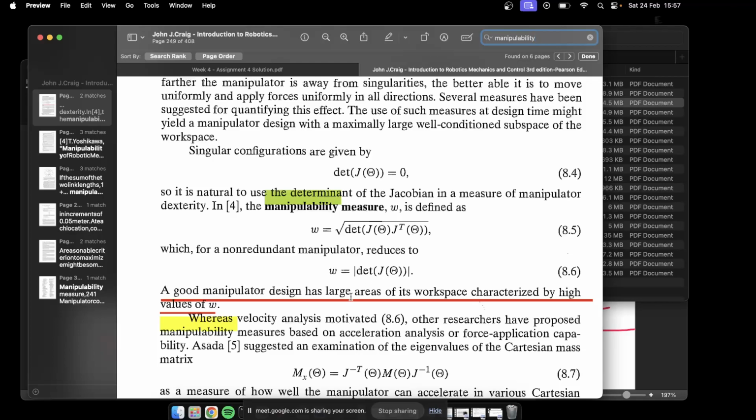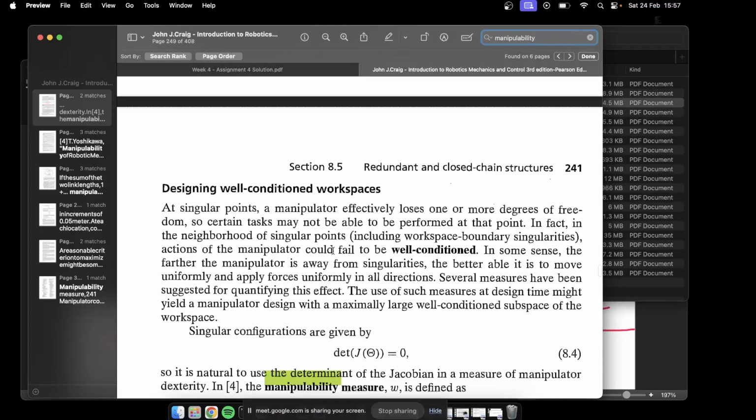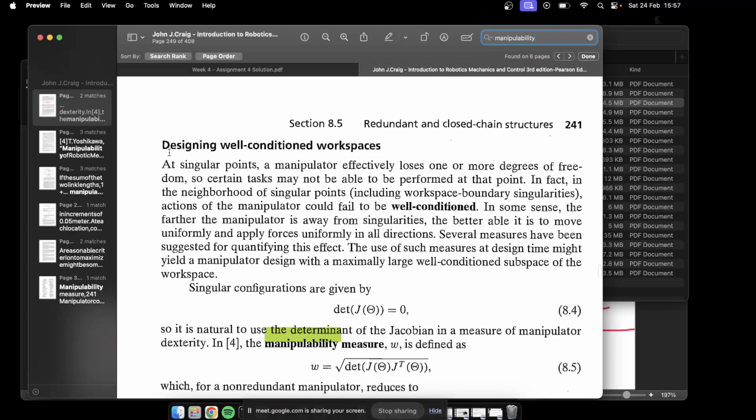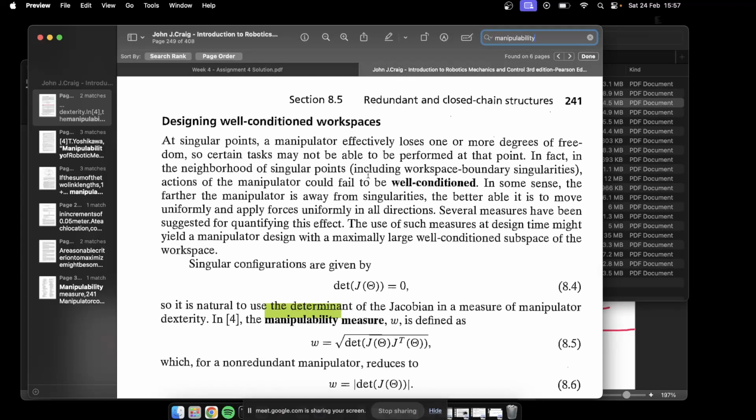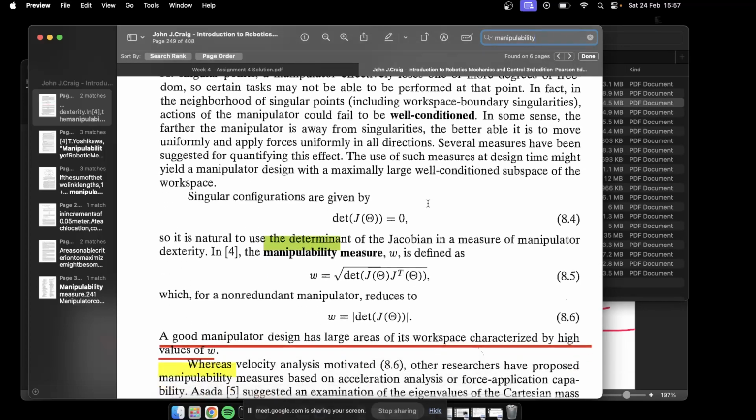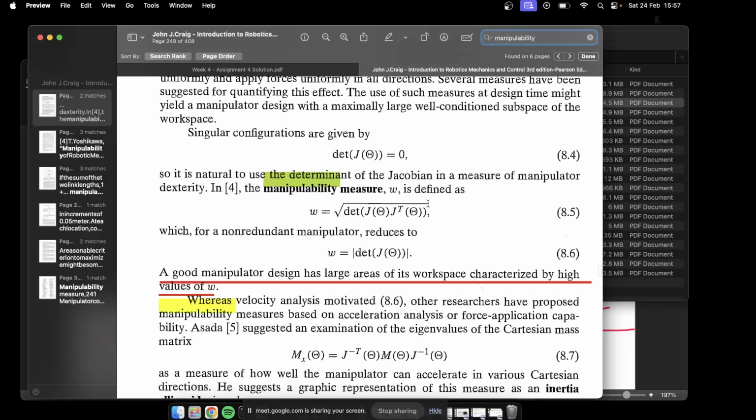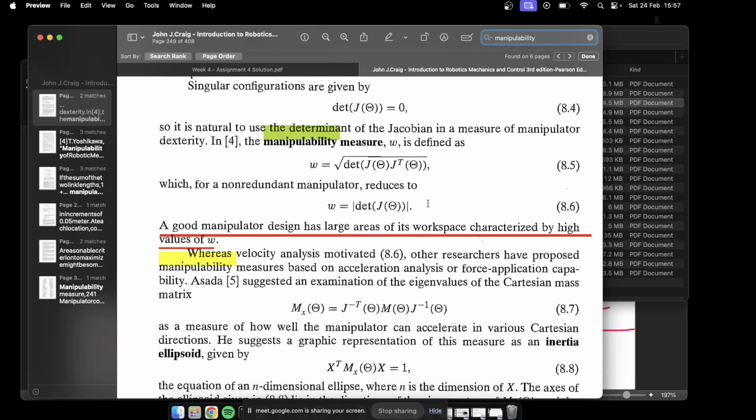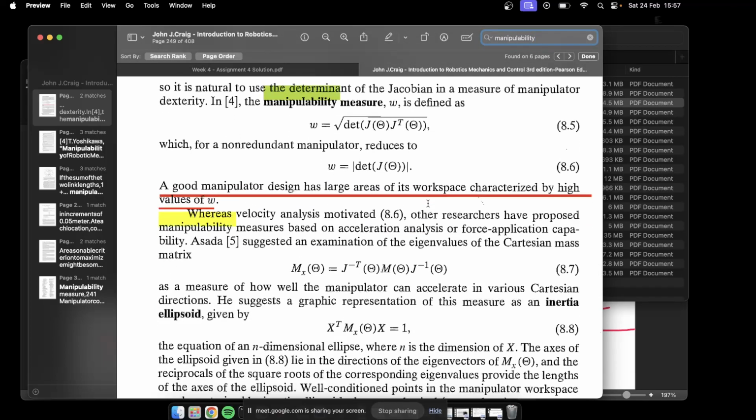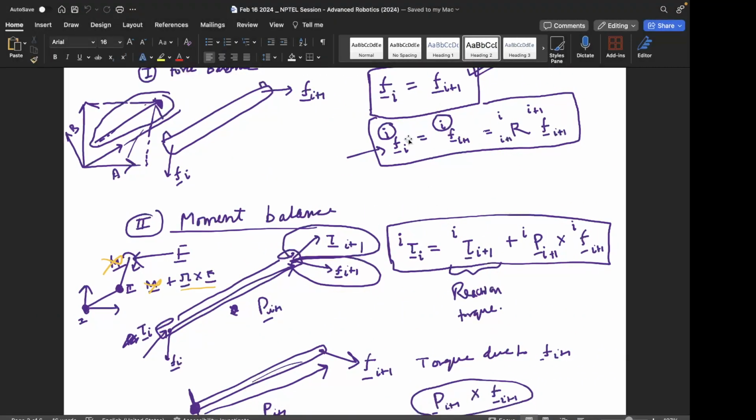So basically, and in the book also, this chapter, you can see the topic of this discussion, designing well conditioned workspaces, right? That is, how to design a workspace where the manipulator does not lose its degrees of freedom, right? So these quantities are helpful in this analysis. Okay, so returning back to our questions.